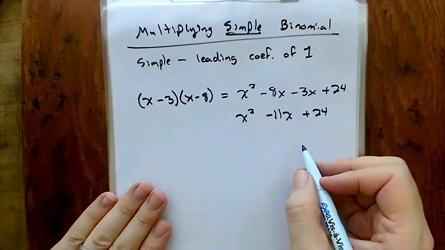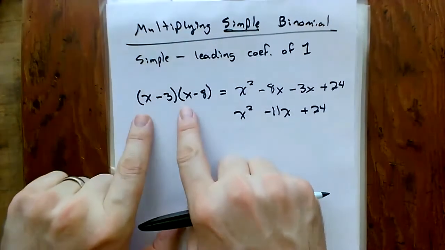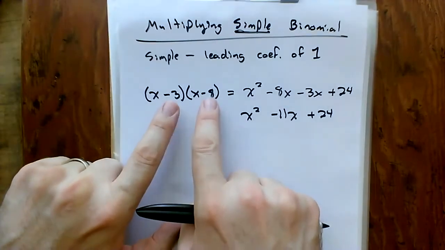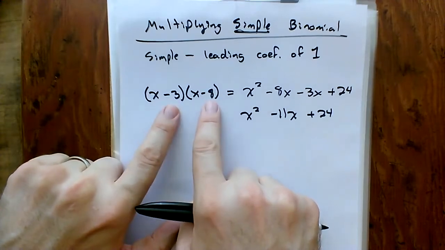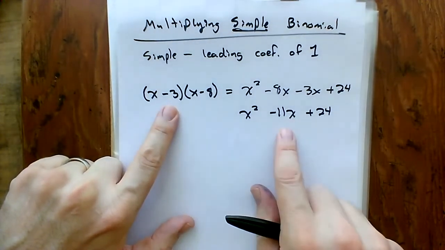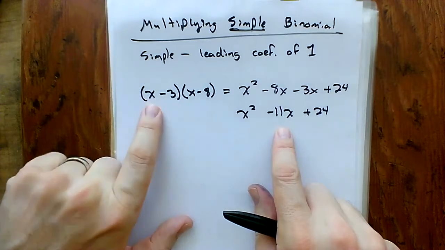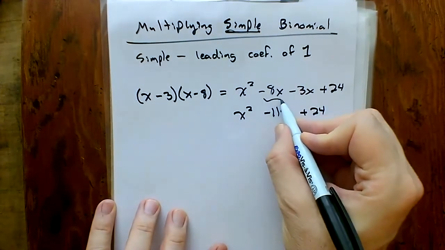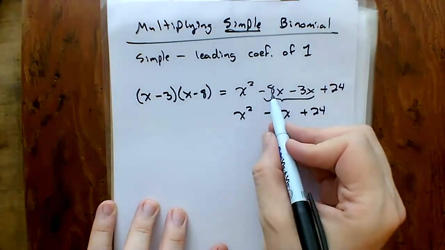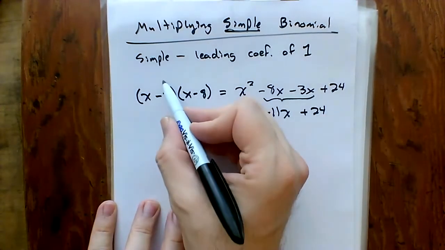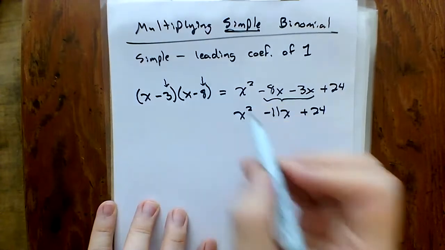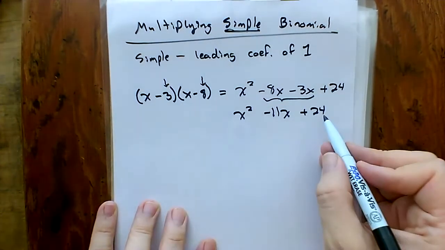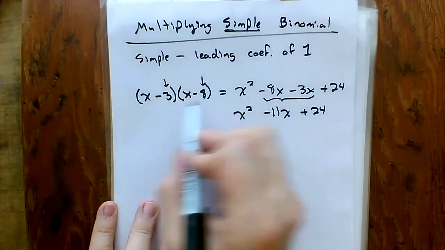Now notice my first term here is just the product of these two. My last term is the product of my last two terms, minus 3 times minus 8. My middle one uses this variable, and it's just the sum. Because I'm only ever adding together my outside and inside terms, and that's just going to use these as coefficients, this middle one is always going to be the sum of these two numbers, while this last term is going to be the product of those two numbers.